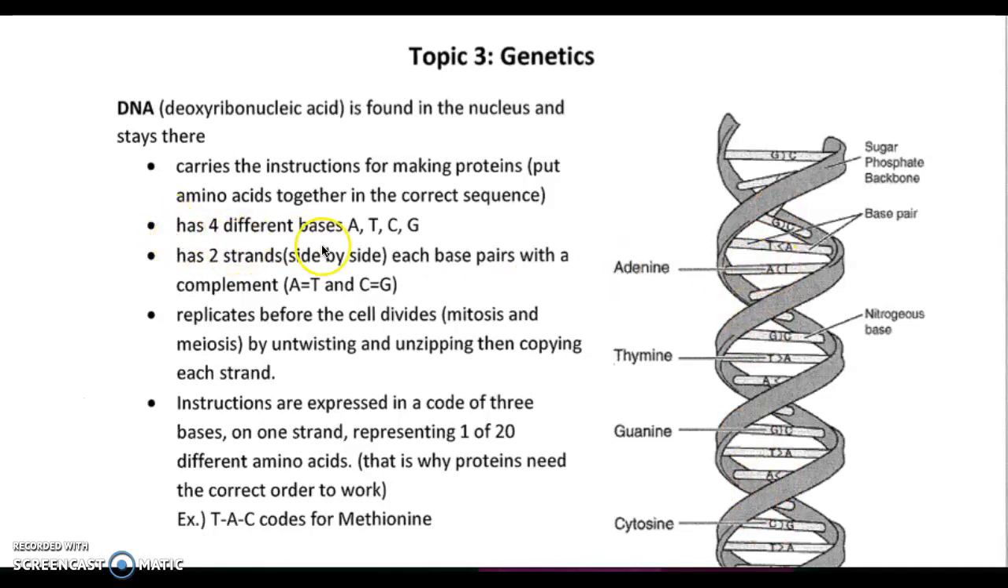And the DNA is composed of 4 different bases. You will never have to write out the names of these bases. Just remember, if you see the bases, to recognize what letter represents it. Adenine is represented by the letter A, that's the first letter. Thymine is represented by the letter T, guanine is represented by the letter G, and cytosine, the letter C.